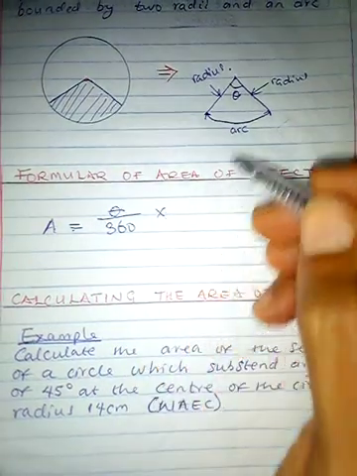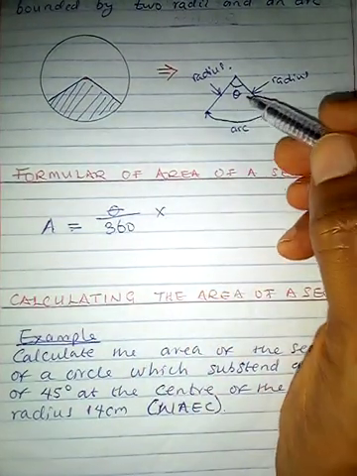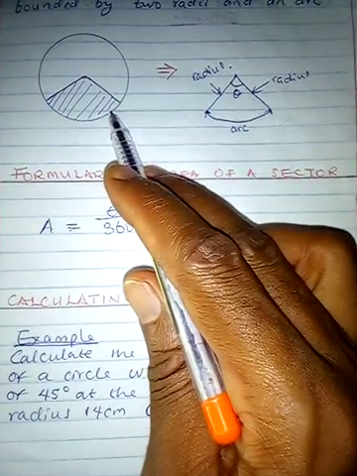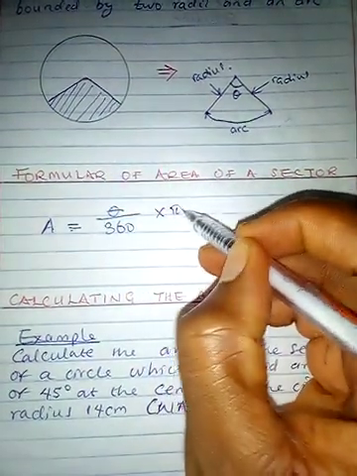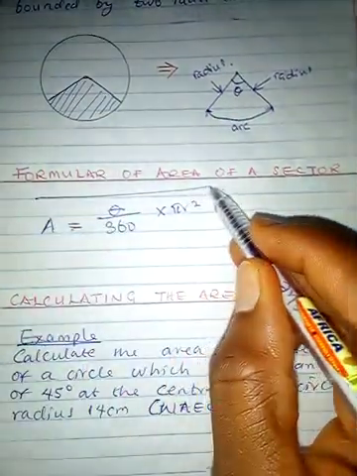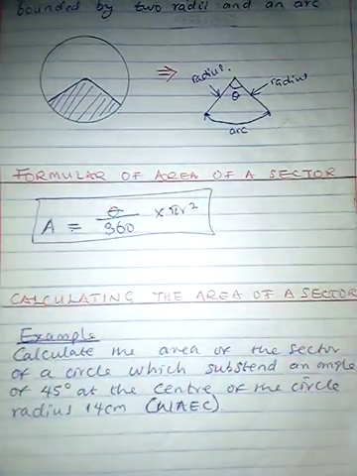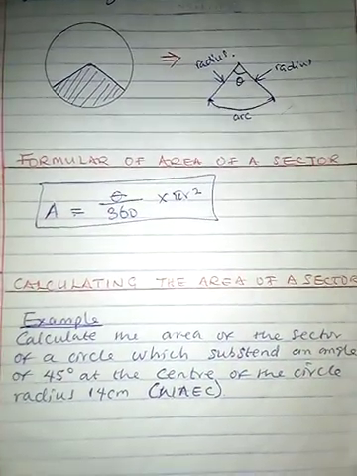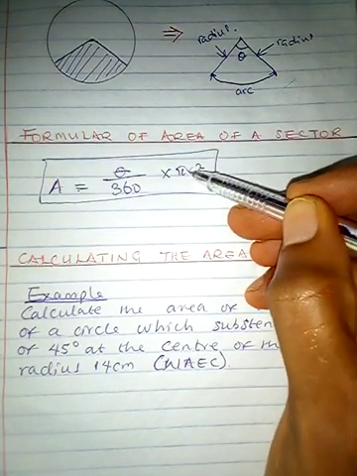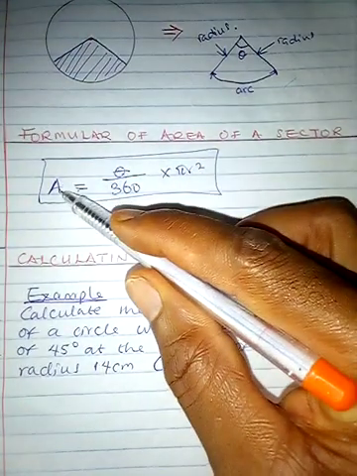Then multiply by, since we are finding the area of a circle, the area of the circle, which is pi r squared. So actually, this is the formula for finding the area of a sector. Area is equal to theta over 360 multiplied by pi r squared. The r here stands for the radius, theta is the angle, and A stands for the area.